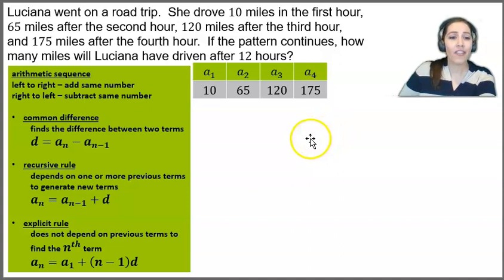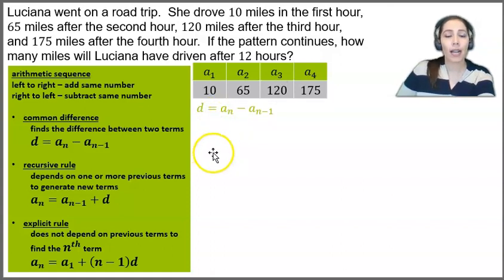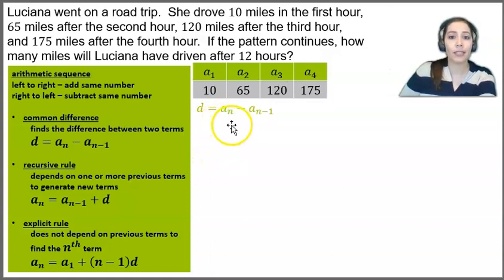Now, if this is an arithmetic sequence, going from left to right, we would add the same number between consecutive terms, or going right to left, we would subtract the same number between consecutive terms. So to figure out if this is actually an arithmetic sequence, let's see if we can find the common difference. If the common difference is the same between all consecutive terms, then it definitely is an arithmetic sequence. So the common difference formula is d equals a sub n minus a sub n minus 1.